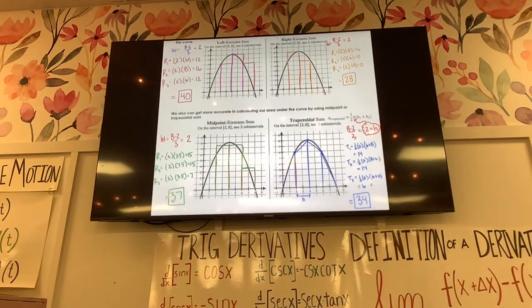All right, so you can kind of see, looking at all 4 different ones, the left Riemann sum is 40. That's the over approximation. 28 is your under approximation. 37 is really, really close, and 34 is the closest.